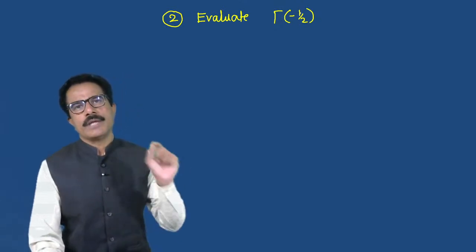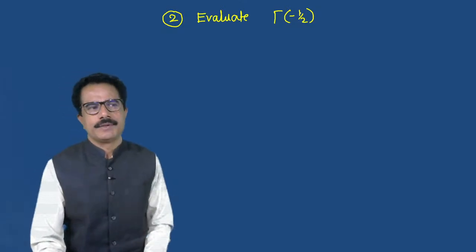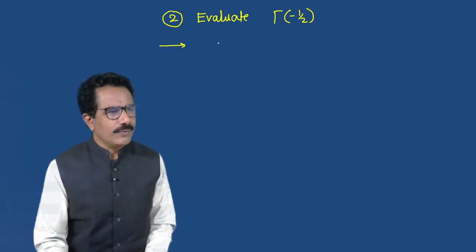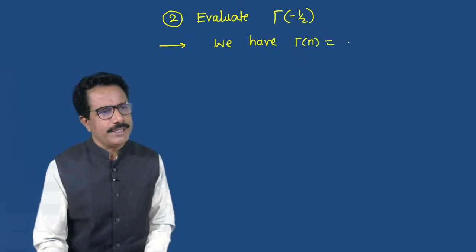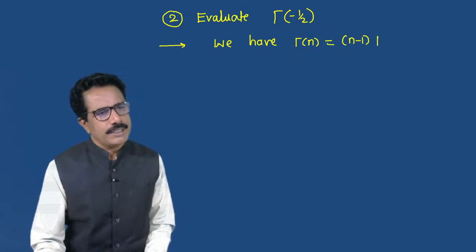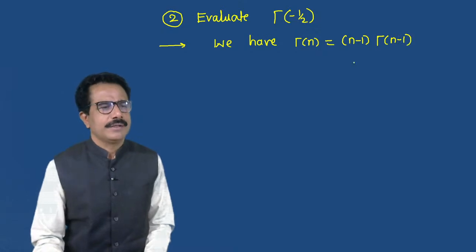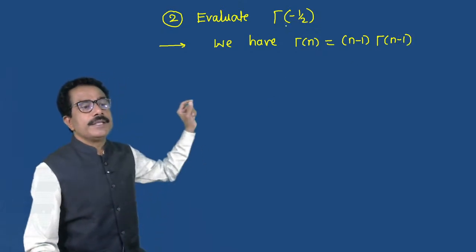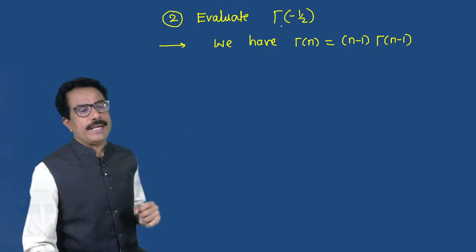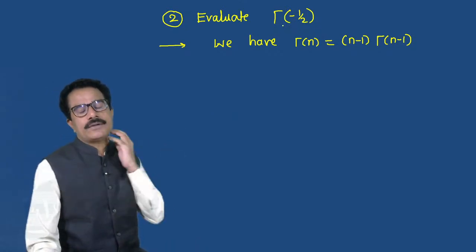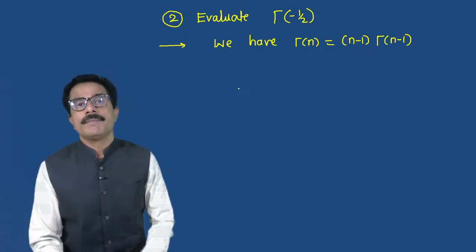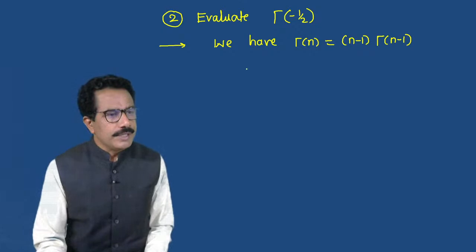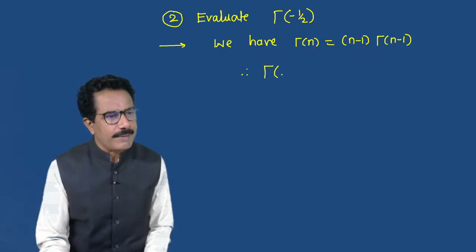Okay, we have to calculate gamma of minus 1 by 2. So we have gamma of n that can be written as n minus 1 into gamma n minus 1. But if we use gamma minus 1 by 2, then we cannot find the value of gamma minus 3 by 2 in this way. But we have the value of gamma 1 by 2. Therefore now you use the formula for gamma 1 by 2.